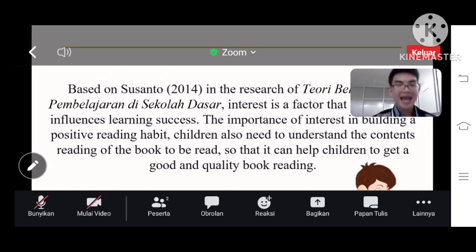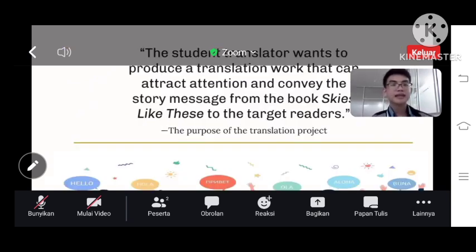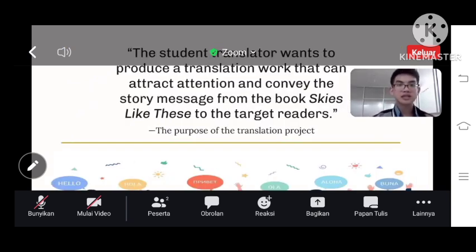At this point, the student translator wants to produce a translation work that can attract attention and convey the story message from the book Sky Like This to the target readers. Okay, let's move on to the next slide.